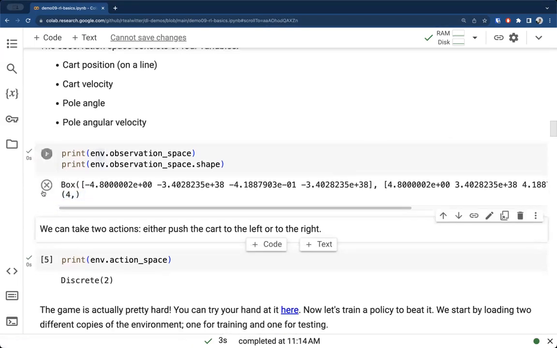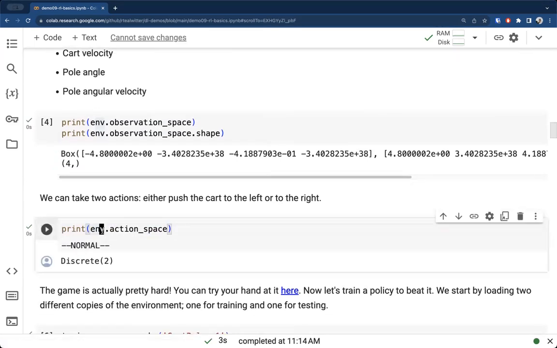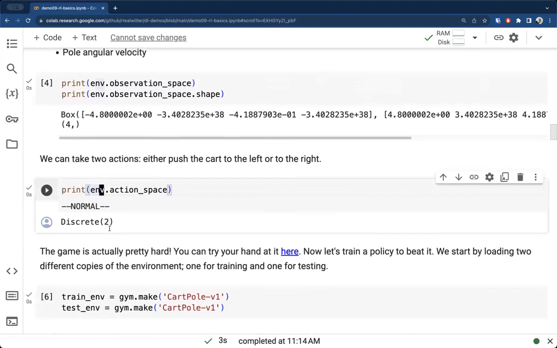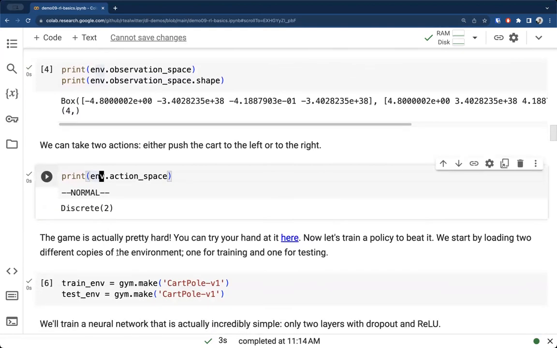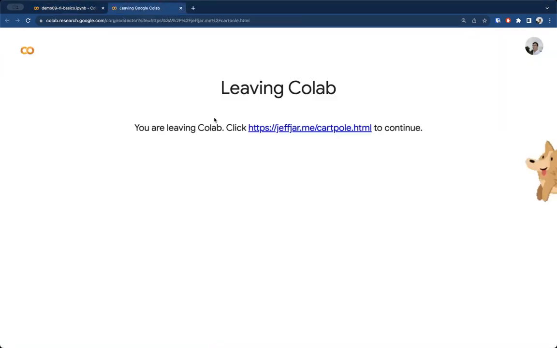In this particular game, we can take 2 actions. We can either move to the left or we can move to the right. And we can get that by looking at the action space of our environment. I think this game is very fun and actually pretty hard. You can try your hand at it here if you follow this link.